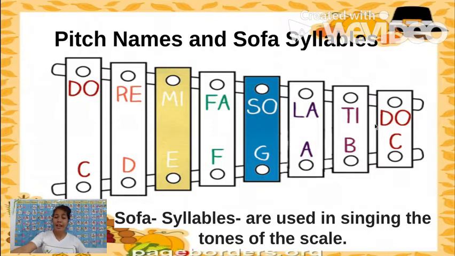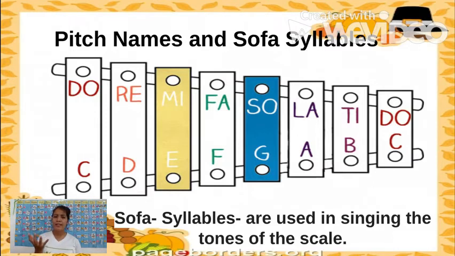Okay, I'll again ask you to familiarize this one. Now, the sofa syllables are used in singing the tones of the scale. This is our guide on how we are going to sing the song properly, the sound that we are singing.